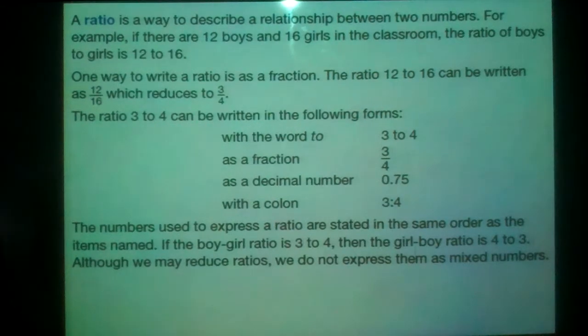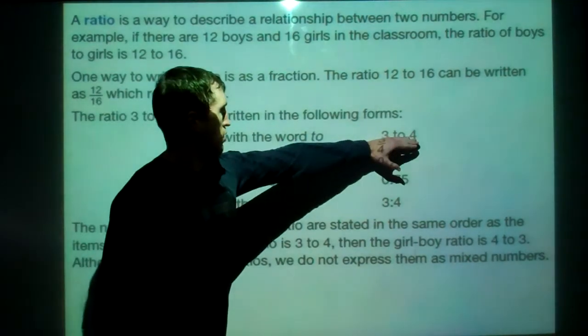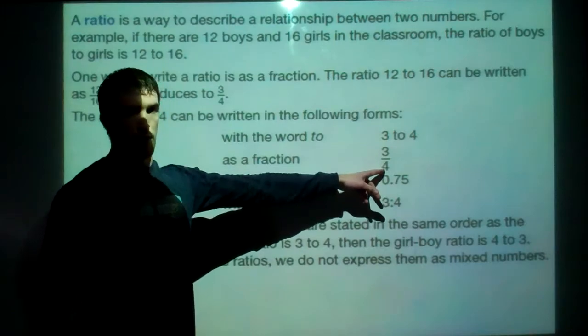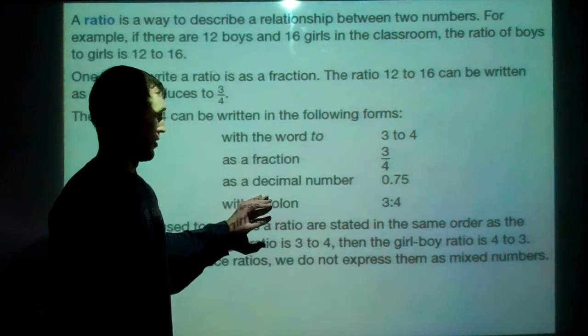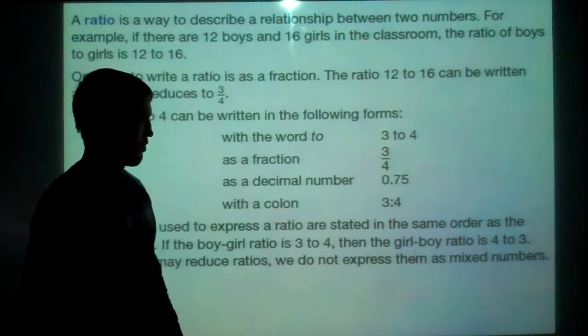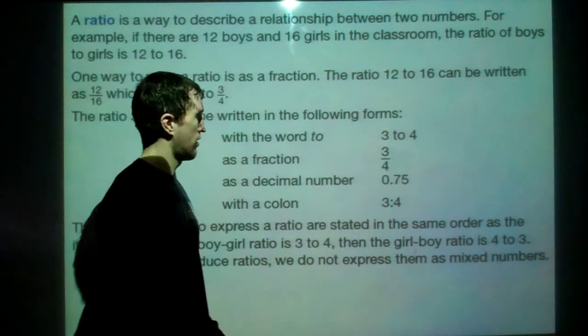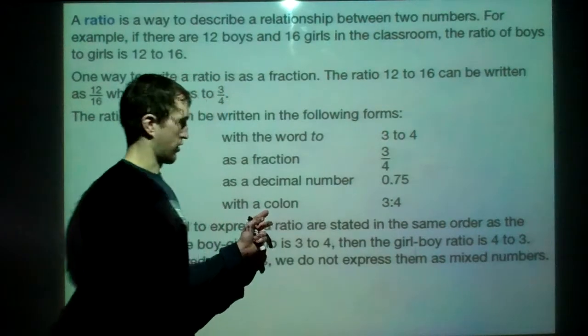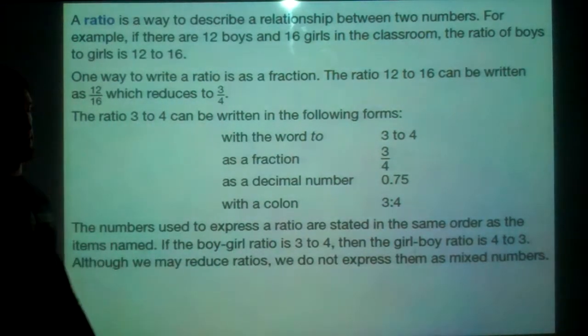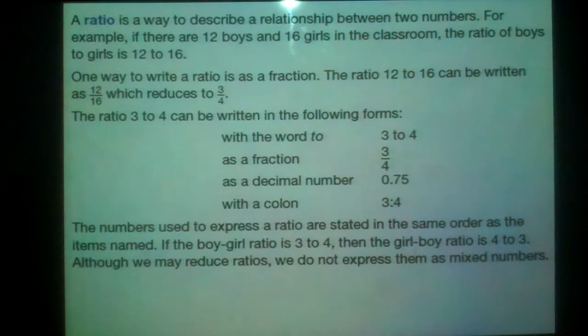That can be written in the following different forms. We can use the word "to": 3 to 4. The ratio can be written as a fraction, 3 over 4, or 3/4. We can write the ratio as a decimal number, so 3 divided by 4 gives you 0.75. Or we can use a colon, 3:4. Where the colon is, we would still say 3 to 4. But these are all acceptable ways to write that ratio.